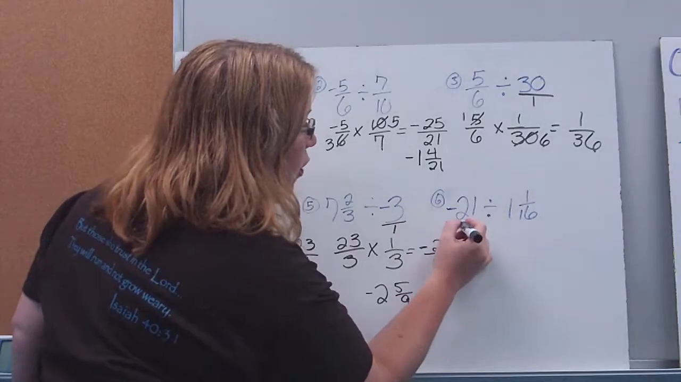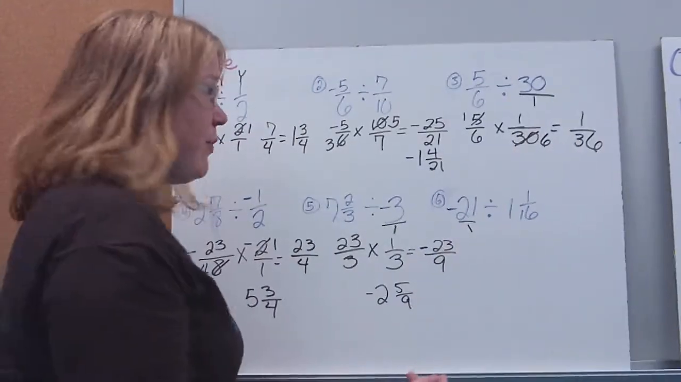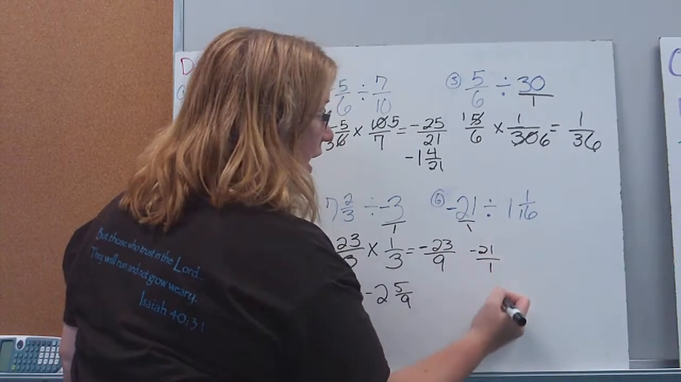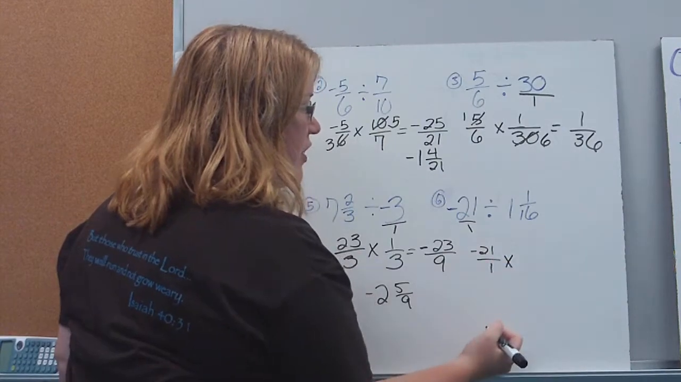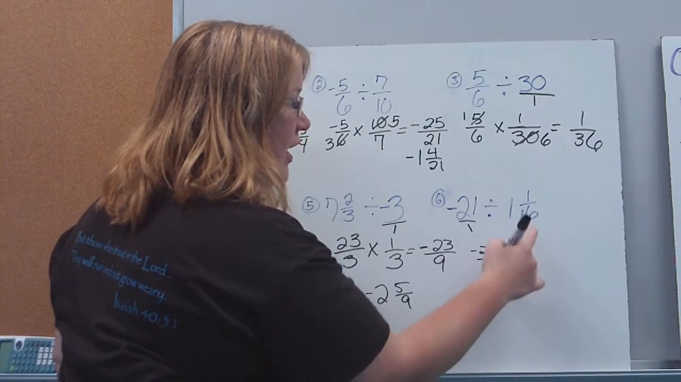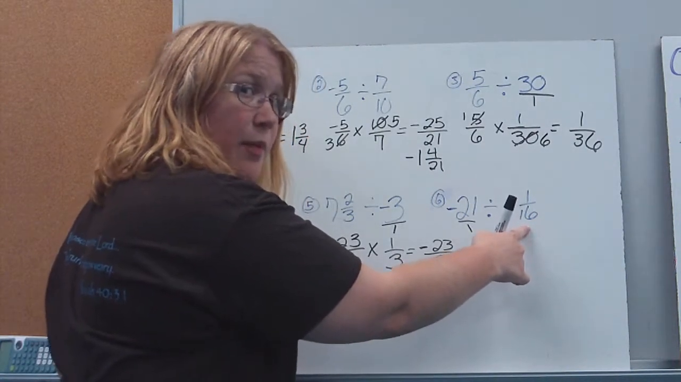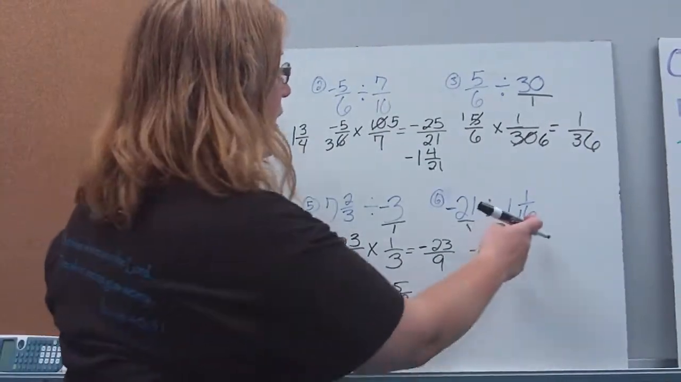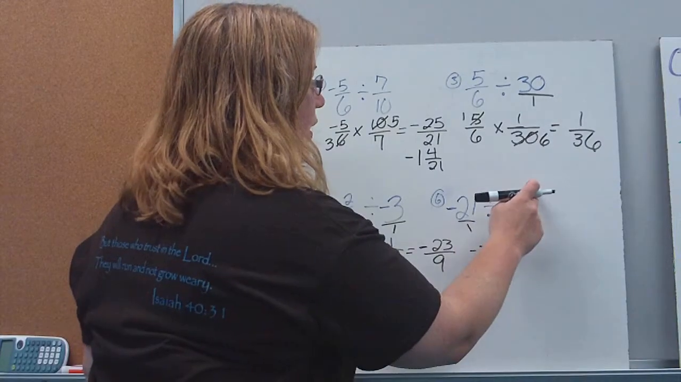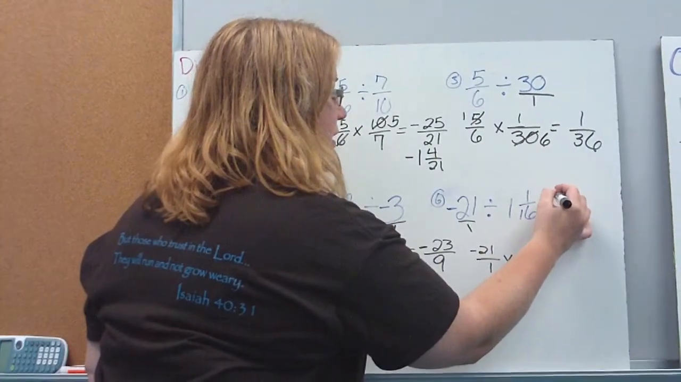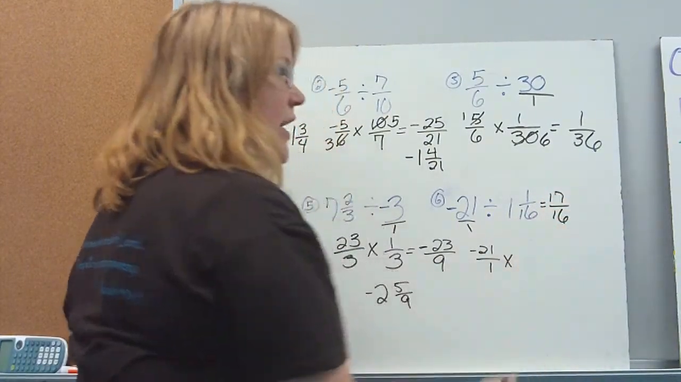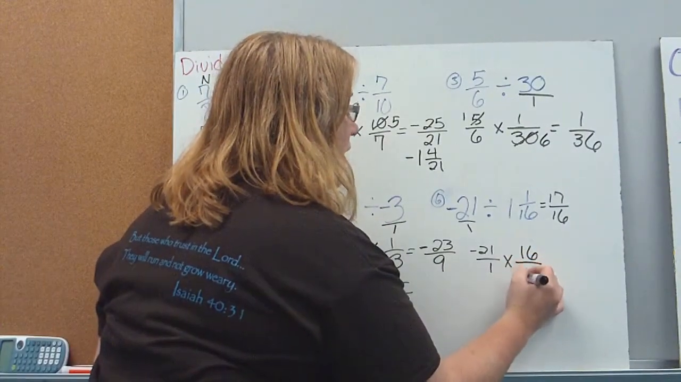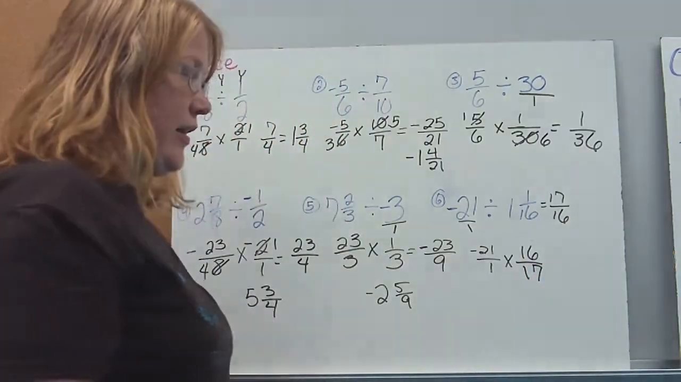Here, again, you'll notice I have a whole number. I'm going to change it into a fraction by writing it over 1. That stays the same. My division changes into multiplication, and I need to change this mixed number into an improper fraction before I can get my reciprocal. 16 times 1 is 16, plus 1 is 17. So this is the same as 17 over 16. My reciprocal then, that I'm going to write down here for my multiplication, is 16 seventeenths.